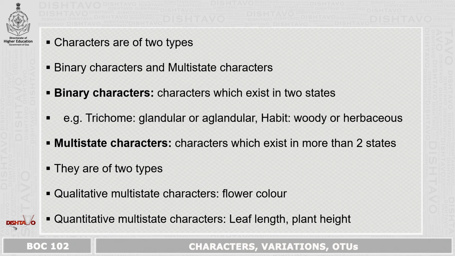But you will not find a quantity here. It is just the color of the flower. Then quantitative multi-state characters: leaf length. What is the length of the leaf? What is the diameter of the fruit? What is the height of the plants? All such things come under quantitative multi-state characters.